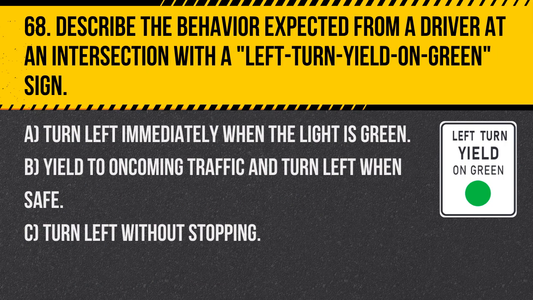Question 68. Describe the behavior expected from a driver at an intersection with a left turn yield on green sign. A. Turn left immediately when the light is green. B. Yield to oncoming traffic and turn left when safe. C. Turn left without stopping. Answer: B. Yield to oncoming traffic and turn left when safe. The sign indicates that left turns are allowed, but drivers must yield to oncoming traffic.